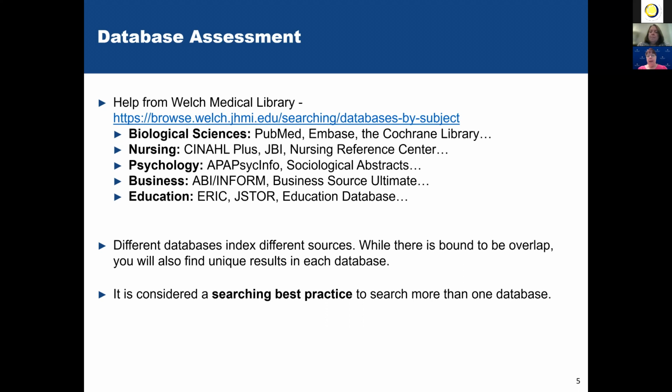Then there's also Embase, which is a database similar in size and scope to PubMed that's more European in focus. There's the Cochrane Library, and those are all good for general biology, but also clinical medicine. Now in nursing, not only do you want to look at those biological sciences, but you also want to include CINAHL Plus, JBI, Nursing Reference Center.